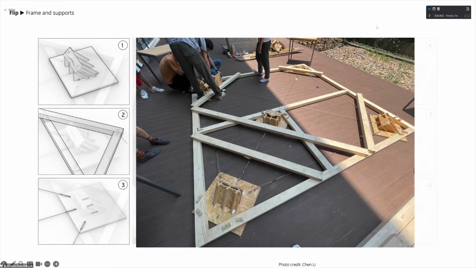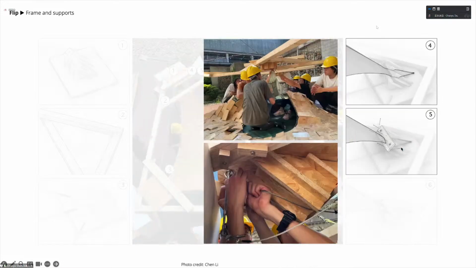The choice of the cross-section dimensions of the boundary beam is determined by the maximum bending moment of the frame, especially at the midpoint of the wooden beam. As a result, we use white pine wood with a cross-section of 60 by 100 millimeter. And this is how the frame and the supports look when they are on the ground. And then we need to attach the ties and the knit on the frame.